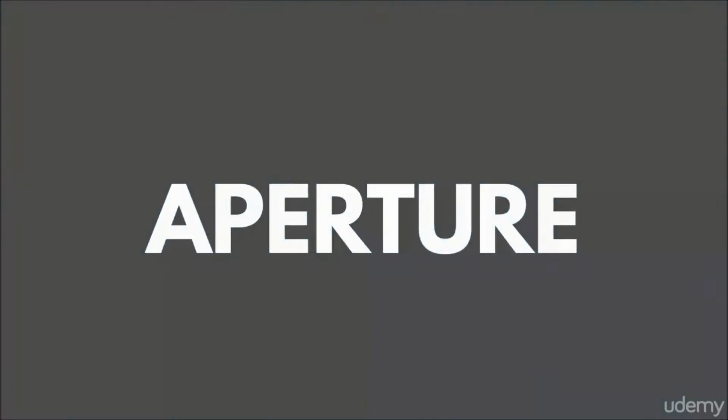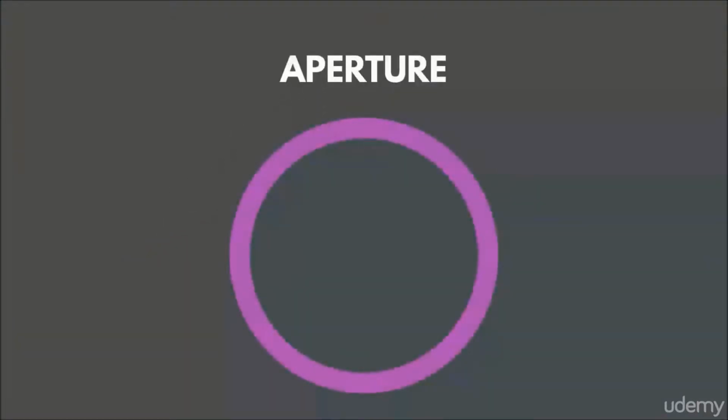First, there is aperture. The aperture, also referred to as the iris or f-stop, is the diameter of a hole inside your lens. The bigger the hole, the more light that enters. The smaller the hole, the less light. Big hole equals brighter image than a small hole.